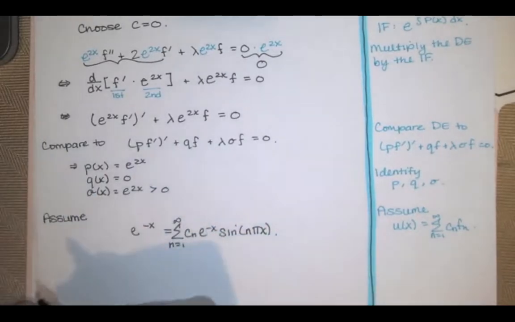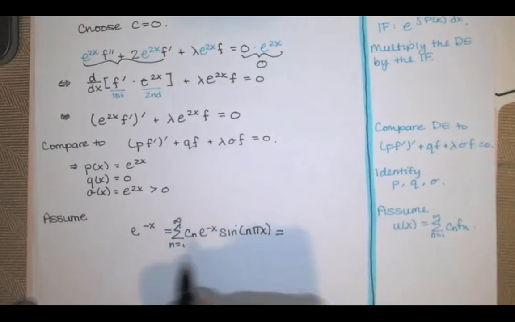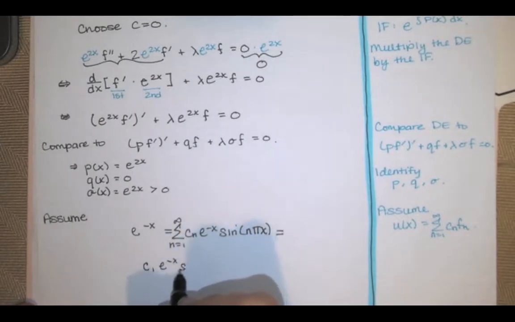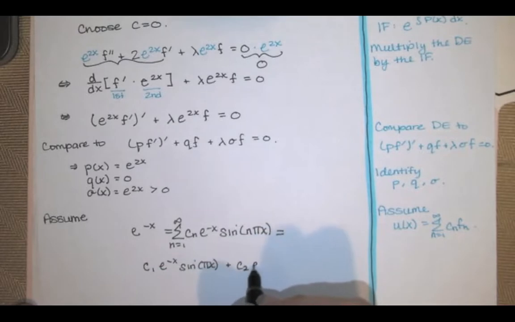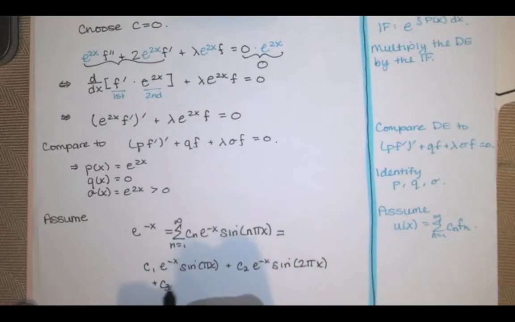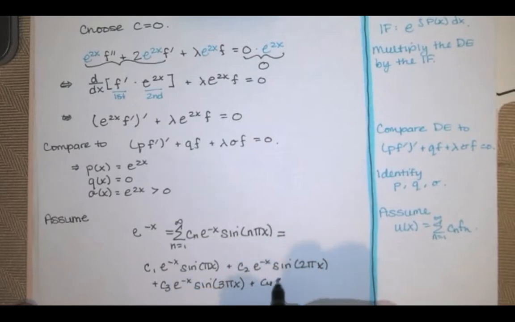Now, you don't have to show this step, but sometimes it's a good idea just to remind yourself of what this means. I know a lot of my students need that reminder. This is c sub 1 when n equals 1 times e to the negative x times sine of pi x, plus c sub 2 times e to the negative x times sine of 2 pi x, plus c sub 3 times e to the negative x times sine of 3 pi x, and so on.